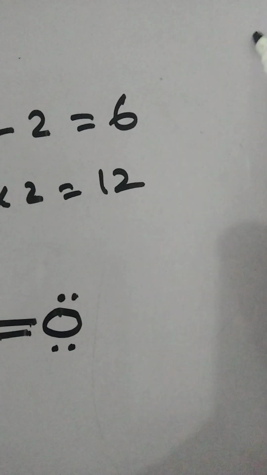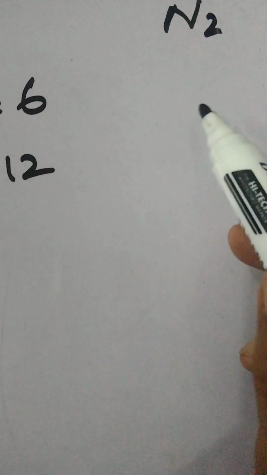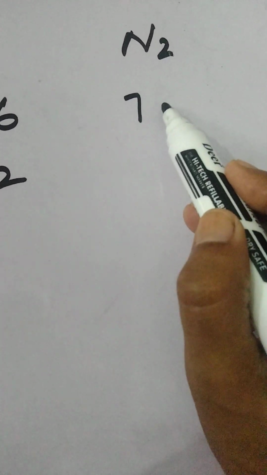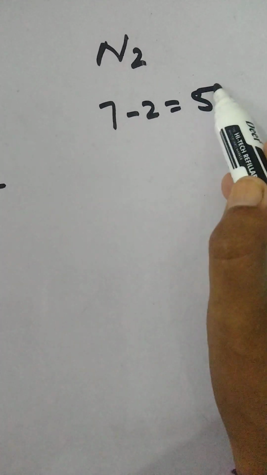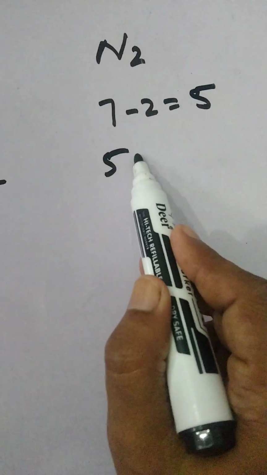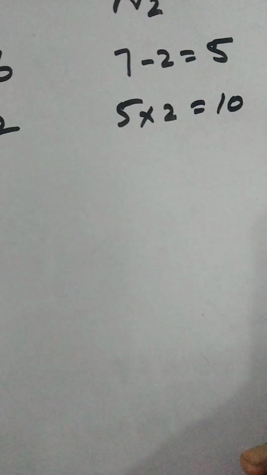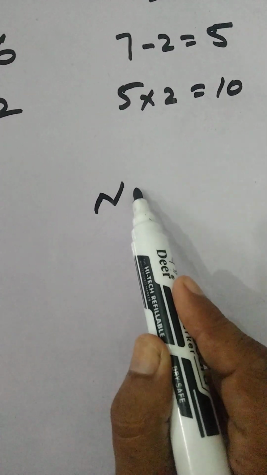Now we will move to the triple bond. Nitrogen has an atomic number of 7, but its duplet is complete. Now the required number is 5. 5 multiplied by 2 means we have to fix 10 electrons in a structure. Now we will draw the triple bond structure.